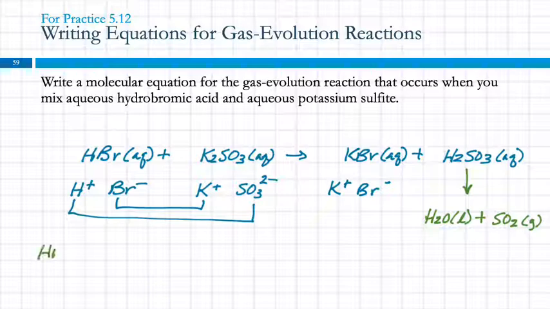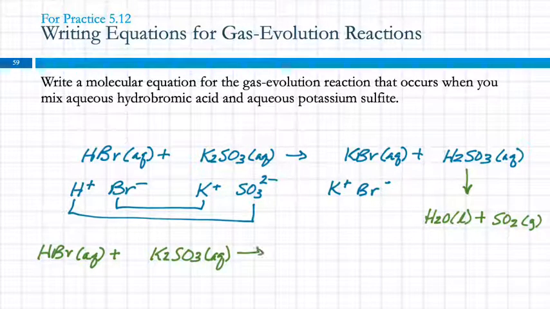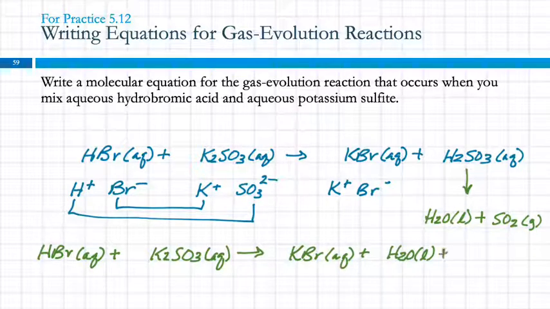So I've got HBr aqueous plus K2SO3 aqueous. It's going to form KBr aqueous plus H2O liquid and SO2 gas. Is it balanced? No. What jumps out that's not balanced? The potassium. So there's 2 potassiums over here and there's 1 over there. Well, I could fix that by making this 2 KBr.